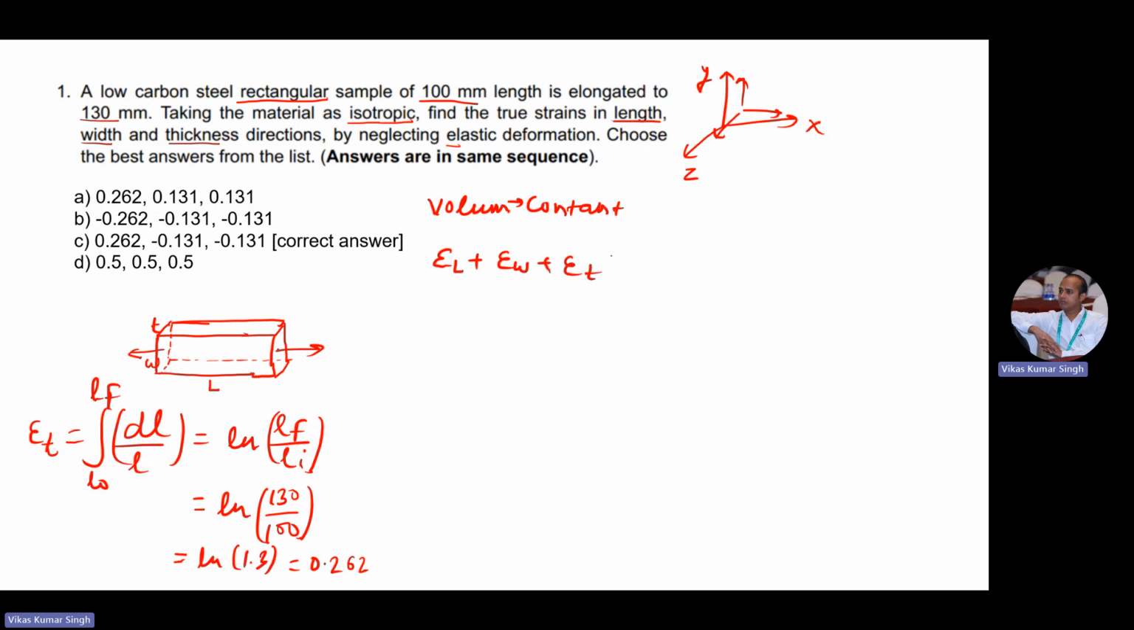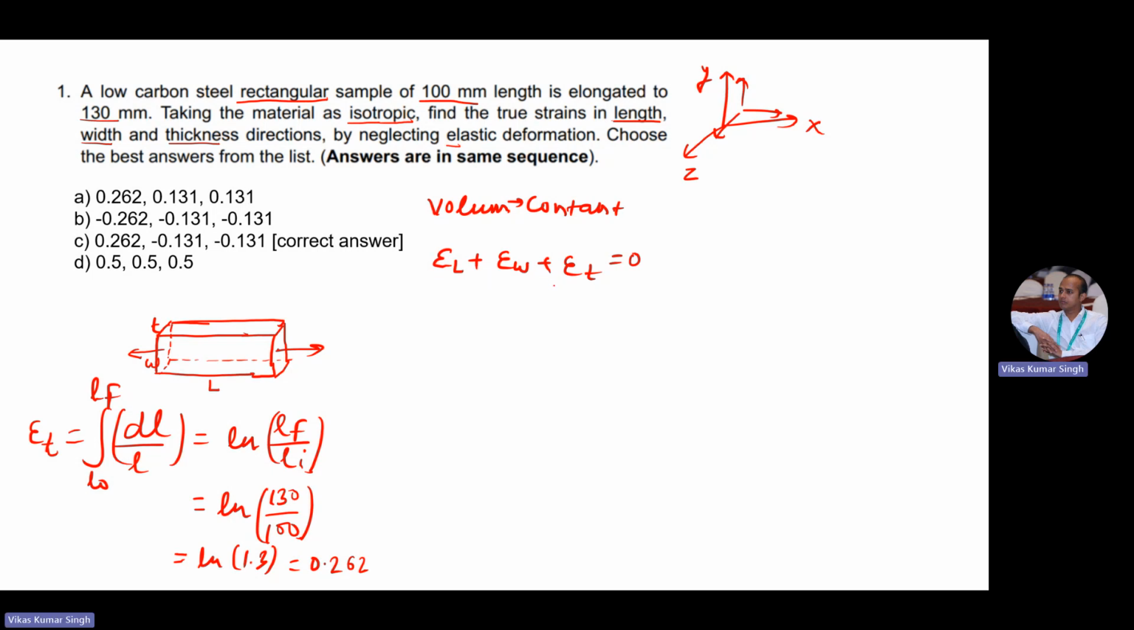The sum of all this will be 0 because volume is constant. So a few higher terms will also come. If you derive the formula for volumetric strain, some higher-order terms will also come, but that value is very small, close to 0, and we generally ignore it. So we take only the strain in length, width, and thickness direction.